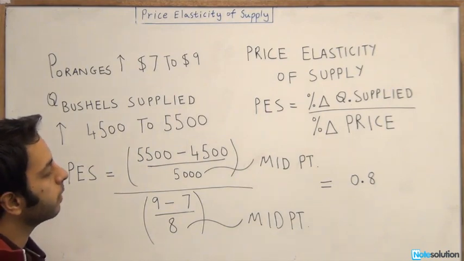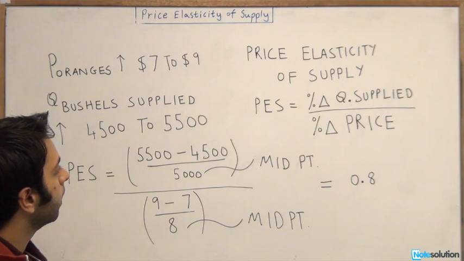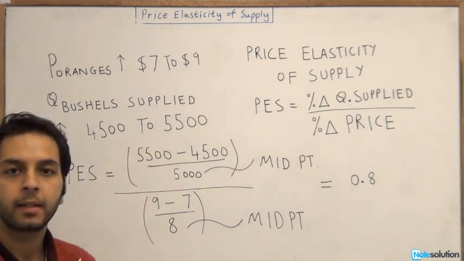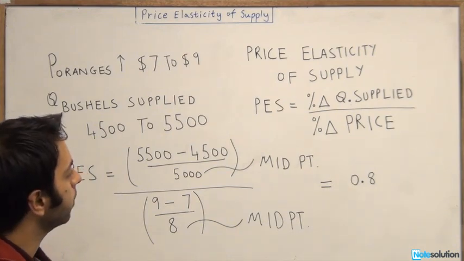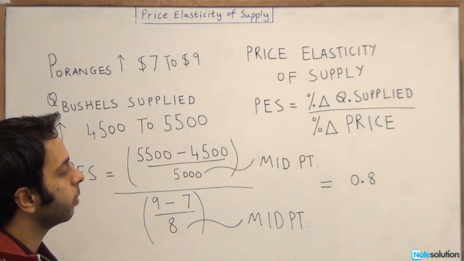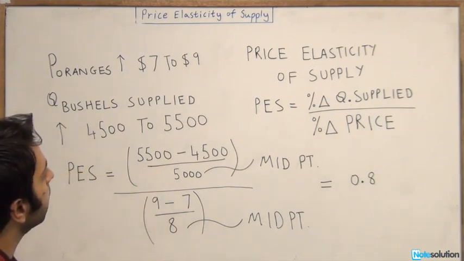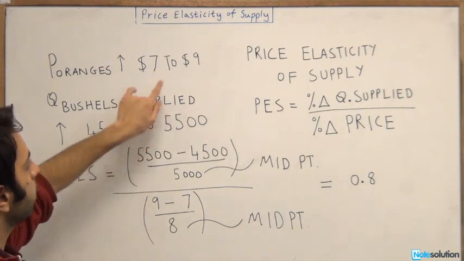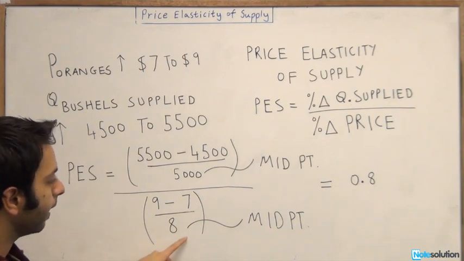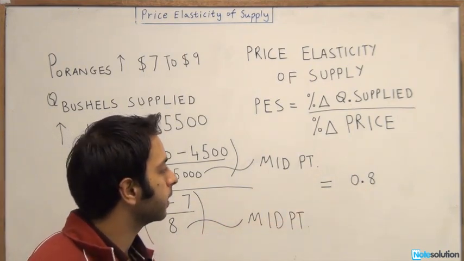Now once again, just to avoid confusion, we use the midpoint just because we don't want to mess up which one is the starting point and which was the ending point, which would result in a different answer. So we just want to take the midpoint to take that out of the equation. So we get this calculation, and then the next one we do a similar one for price. So the change in this, and then divide by the midpoint of both of those, which is 8. So we calculate this to be 0.8.